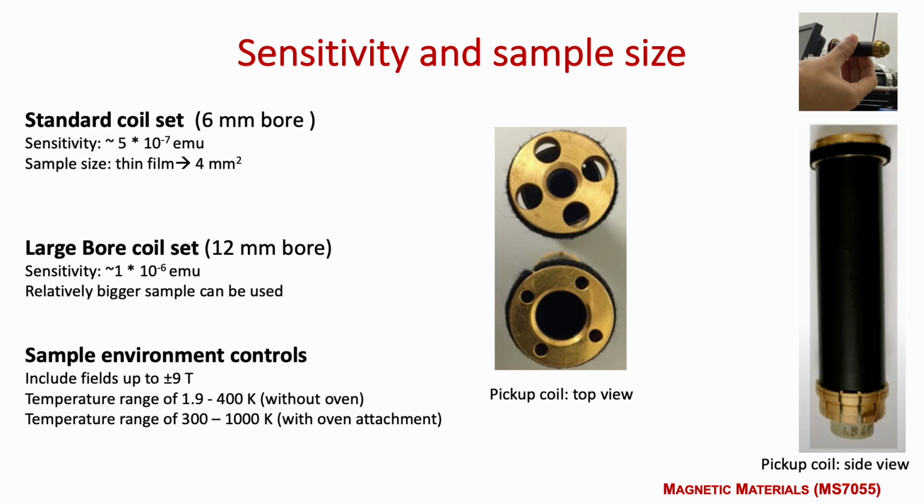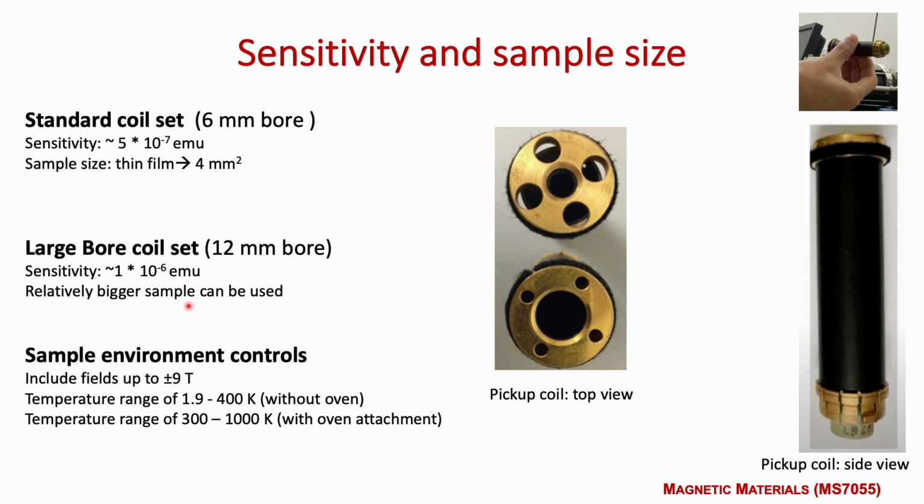Now the sensitivity and the sample size. The sensitivity depends on which coil set you are using. There are two types of coil set: one is the standard coil set and the other is the large bore coil set. The standard coil set sensitivity is 10 raised to the power minus 7 EMU, and we can use a sample size of around 4 millimeter square. It depends on the diameter of this. If the sample size is more than that, there is a chance that the sample can get dropped into the coil set. In the large bore coil set, the sensitivity is relatively low and we can use a relatively bigger sample.